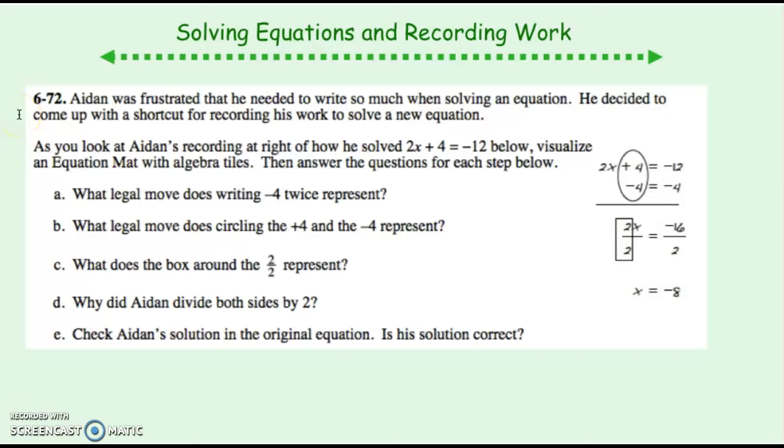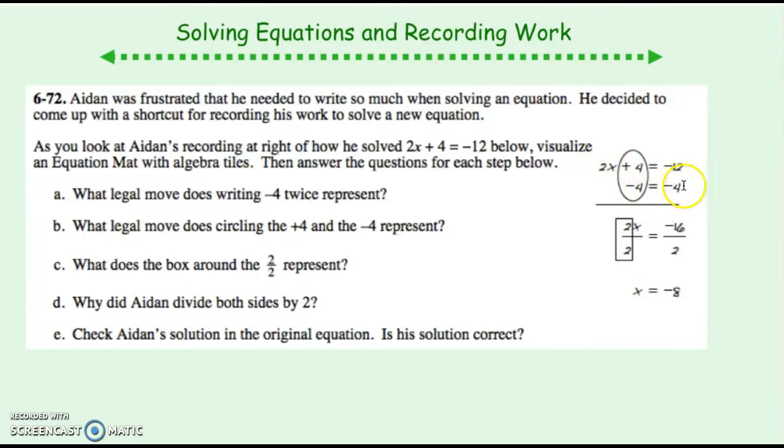7-2 says Adrian was frustrated that he needed to draw so much when solving an equation. He decided to come up with a shortcut for recording his work to solve a new equation. As you look at Adrian's recording at right of how he solved 2x plus 4 equals negative 12 below, visualize it on an equation mat with algebra tiles. Then answer the questions for each step below. So A, you're going to think about your algebra tiles, what they would have done. What legal move does writing negative 4 twice represent?